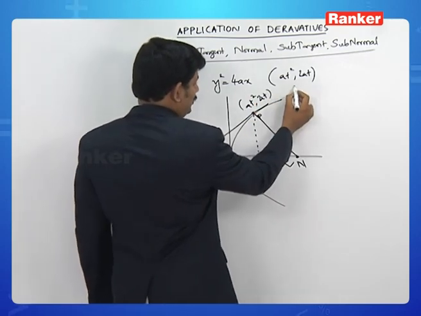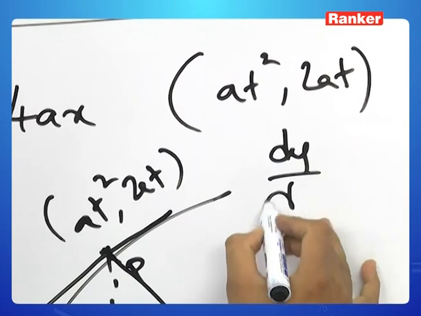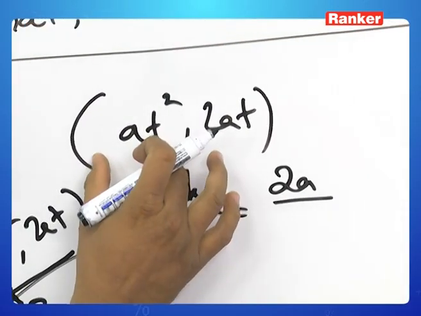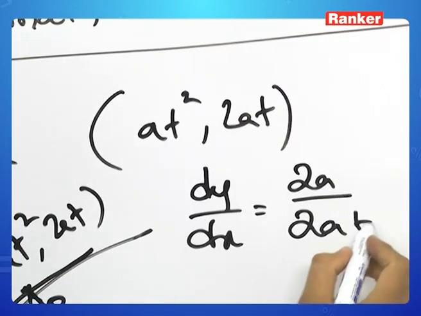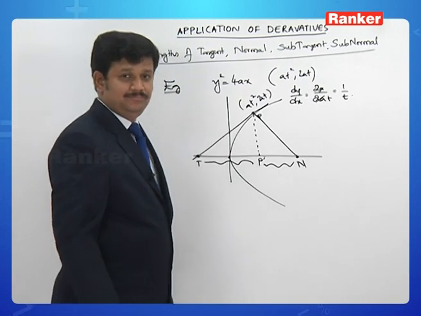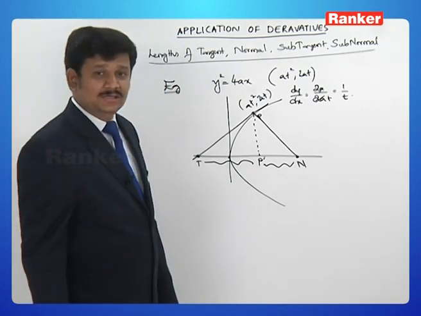Dy by dx at that point, it is given by what? Dy by dx is dy by dt, which is 2a, by dx by dt, which is 2at. 2a gets cancelled, dy by dx is 1 by t. So m is 1 by t.